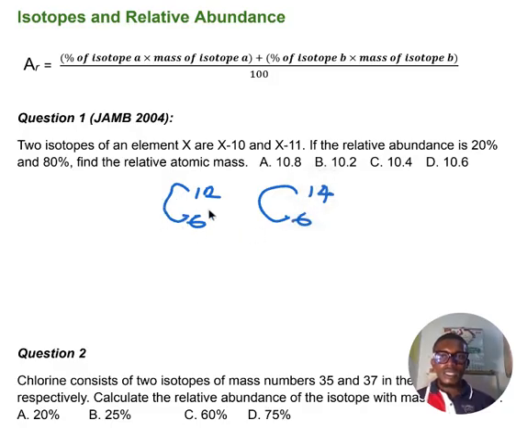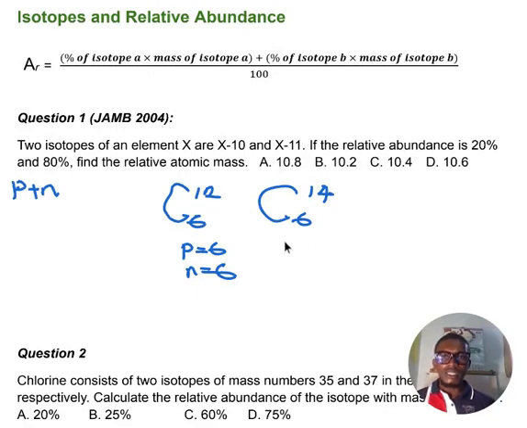Now if you look at these elements, remember what we said about the atomic mass. Atomic mass is the sum of the proton plus neutron. So for carbon 12, it means that the proton is 6, the neutron is 6. So to get the neutron, what you simply do is subtract the 6, which is the proton, from the atomic mass.